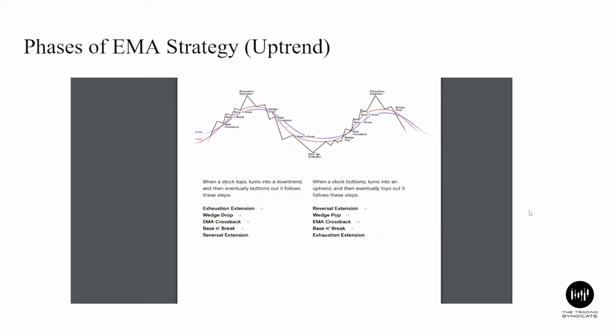In this section, we'll be discussing the phases of the EMA strategy in an uptrend. Those phases are the reversal extension, the wedge pop, the EMA crossback, the basin breaks, and the exhaustion extension.